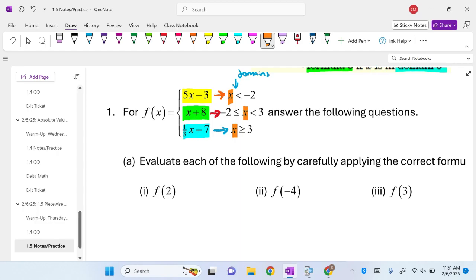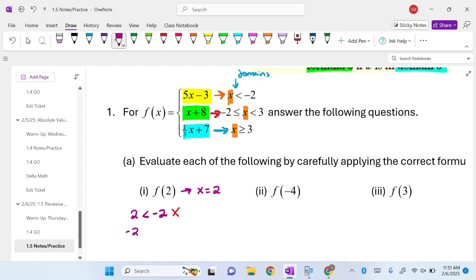That may not make sense, but what I mean is, for the first one, if I'm finding f of 2, what does that mean? I'm solving for when x is equal to 2. So I'm going to plug the 2 in for each of these domains and see if it's true or not. Is it true that 2 is less than -2? Yes or no? Is 2 less than -2? No.